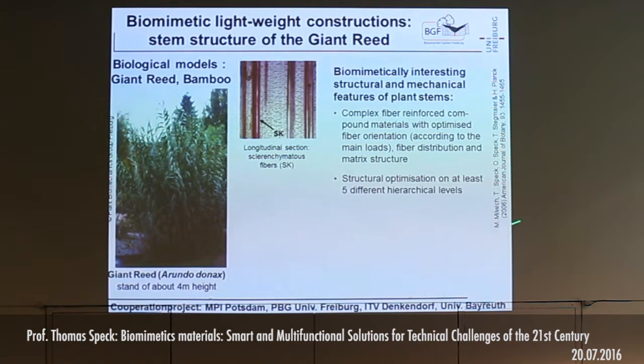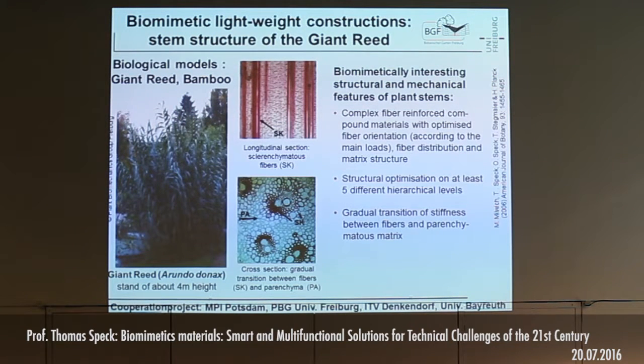The next thing is interesting: the plant can optimize the structure and the mechanical properties on at least 5 different hierarchical levels, ranging from the molecular level, which means lignin structure, lignin content, cellulose content, over the cellular structure, tissue, organ, to the entire plant. One example is very interesting. You never find delamination in these fiber-reinforced materials.